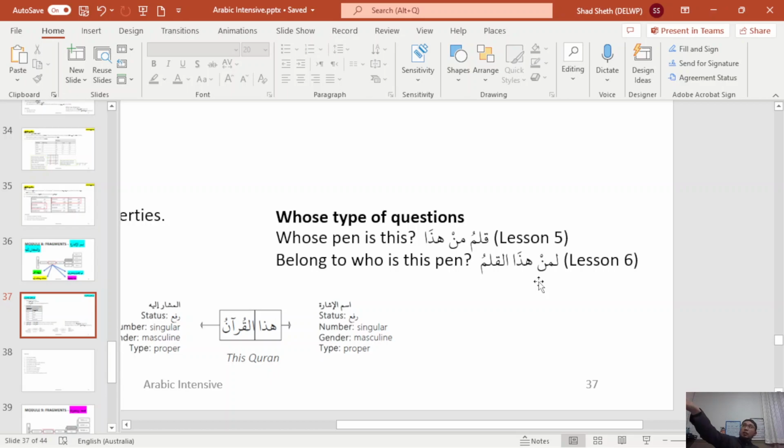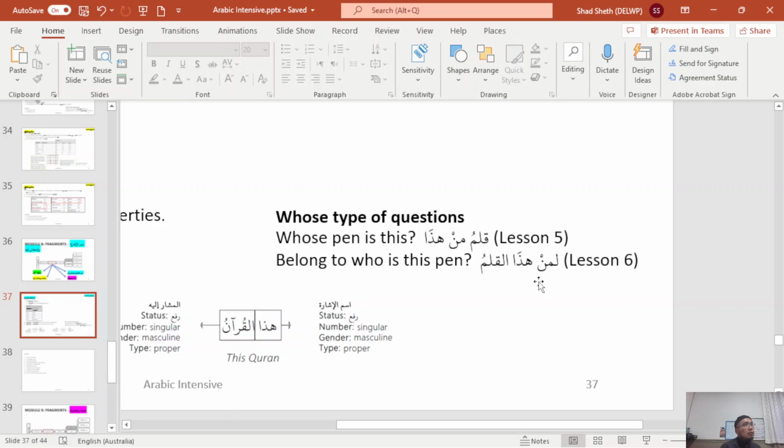Instead of saying the mudaf ilayhi version, which is the one that I marked as lesson 5, you can also ask it in the lesson 6 way, which is liman hadal qalamu. Okay? Is it confusing? All right. So that's basically it for today.